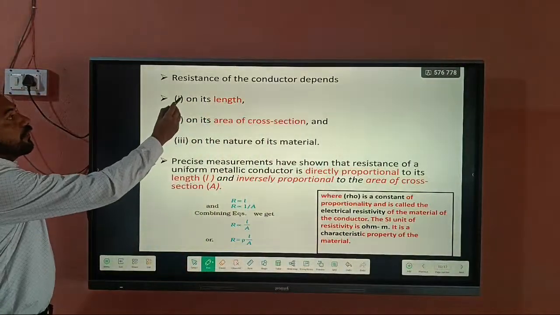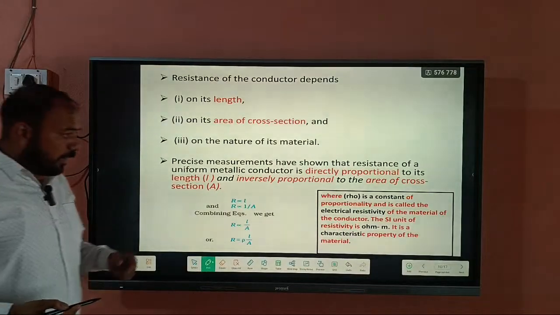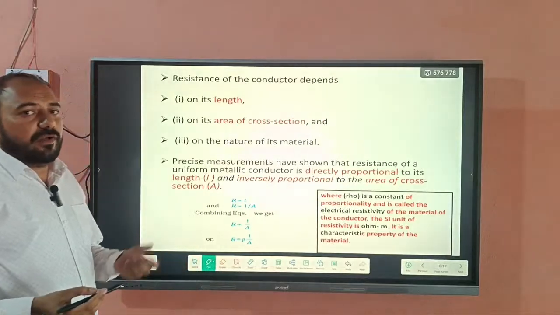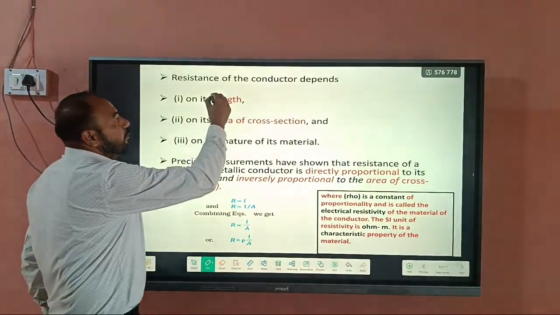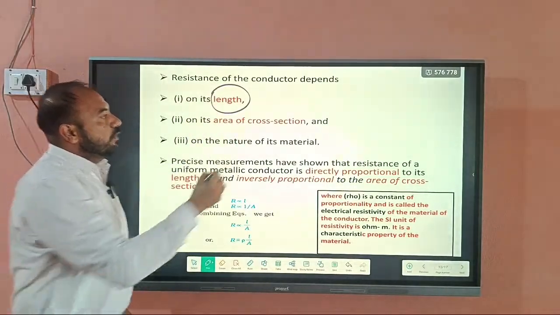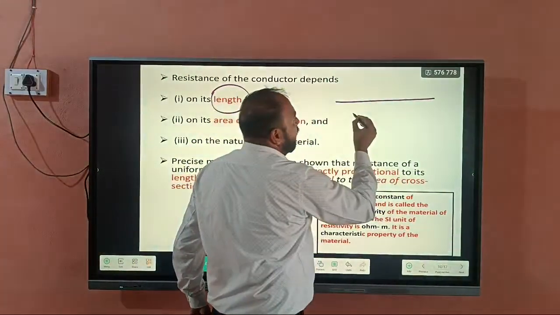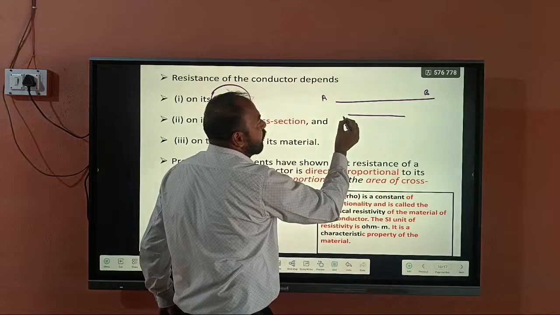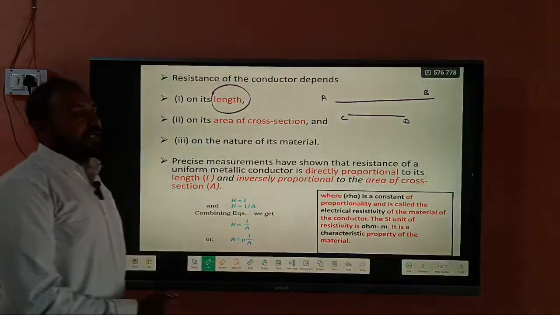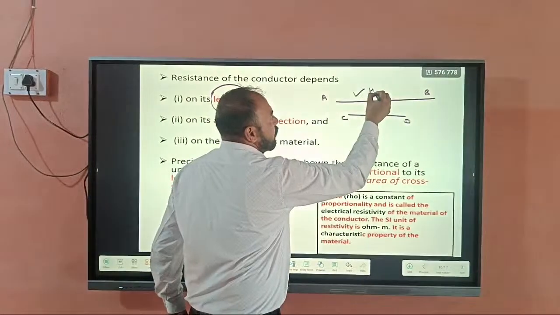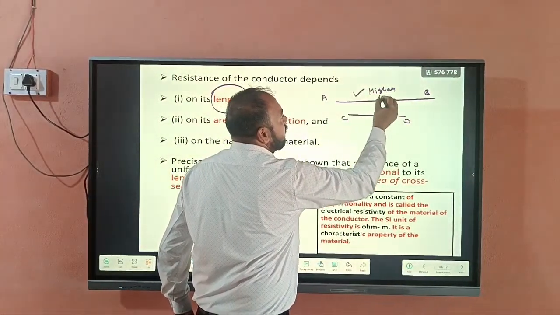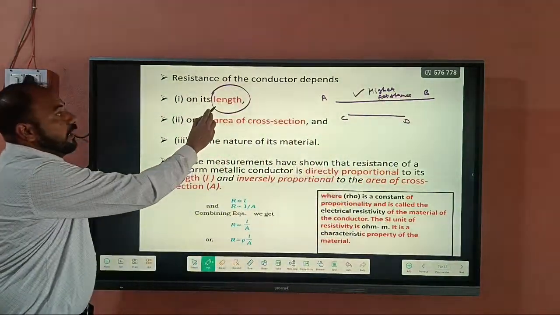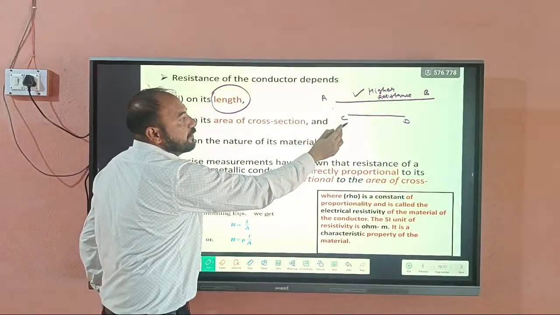Next, the resistance of a conductor depends on what? We already know resistance is the property of the conductor, and now the factors on which it depends. First, it depends upon the length. For example, we take this wire AB and this wire CD. Which has higher resistance? AB has higher resistance, because the length of wire AB is greater than wire CD.